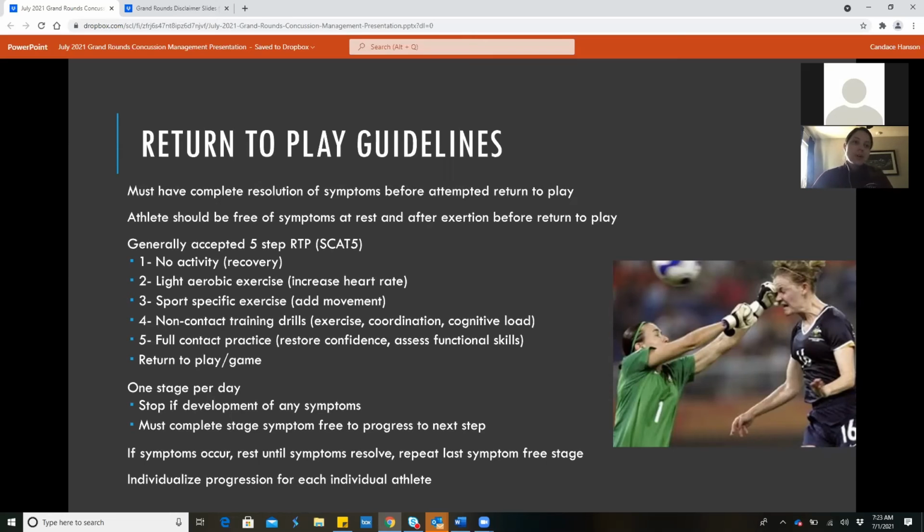The one exception I'll make to that, if you're documenting it as such, is that if an athlete has been doing some light aerobic cardio to help speed their recovery, then whether you say they've already completed step 2 on a previous day or let them do step 2 and step 3 at the same time, that would be my one exception to that. So stop if the athlete develops any symptoms at all, rest until symptoms are completely back to where they were. And you must complete a stage symptom-free before progression. If you have any symptoms, you're not able to repeat a stage, then you need to go back to the last stage that was successfully completed, repeated before continuing progression.